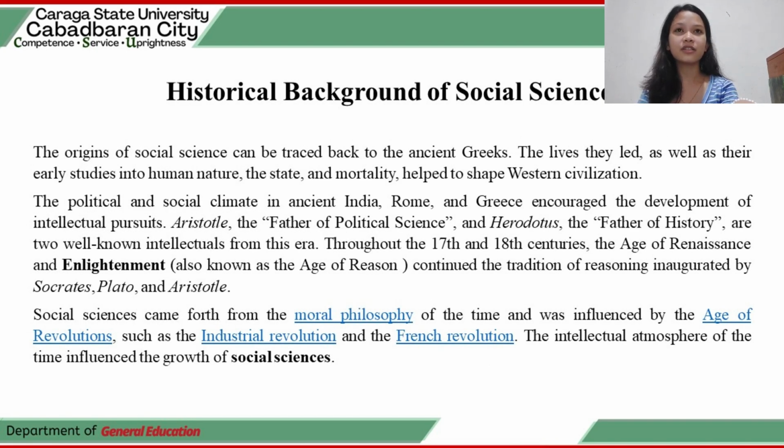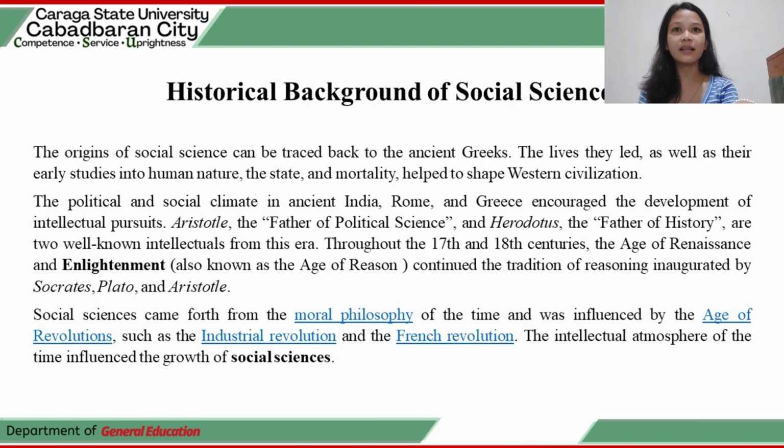Historical background of social science. The origins of social science can be traced back to the ancient Greeks. The lives they led, as well as their early studies into human nature, the state, and mortality, helped to shape Western civilization. The political and social climate in ancient India, Rome, and Greece encouraged the development of intellectual pursuits. Aristotle, the father of political science, and Herodotus, the father of history, are two well-known intellectuals from this era.